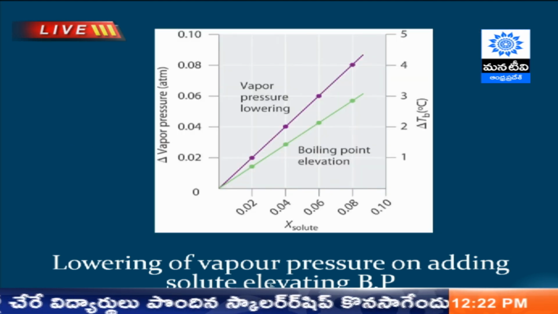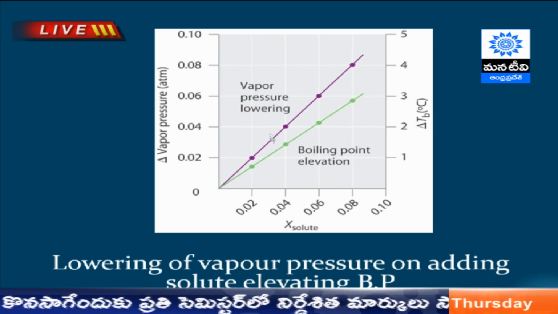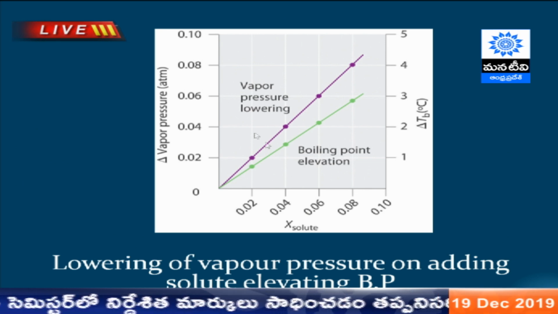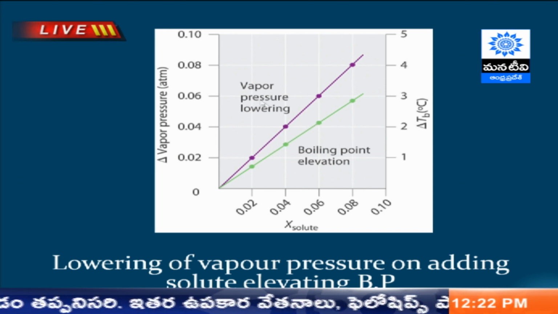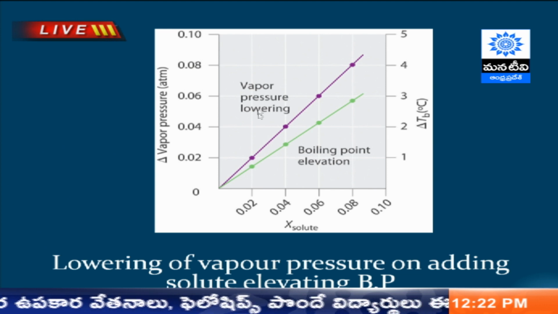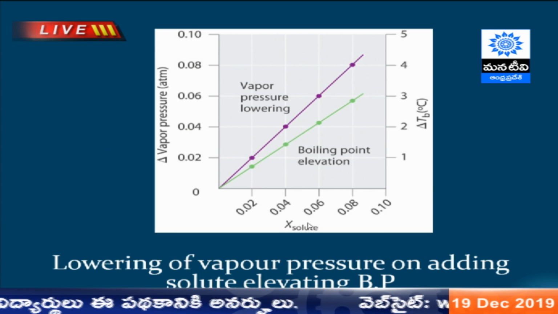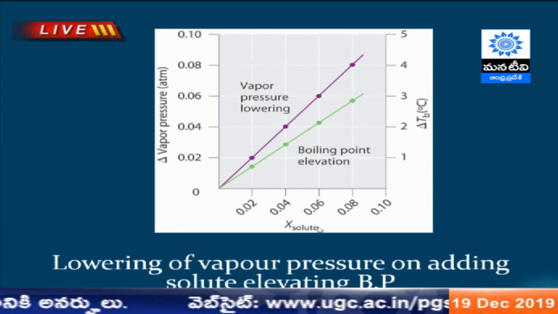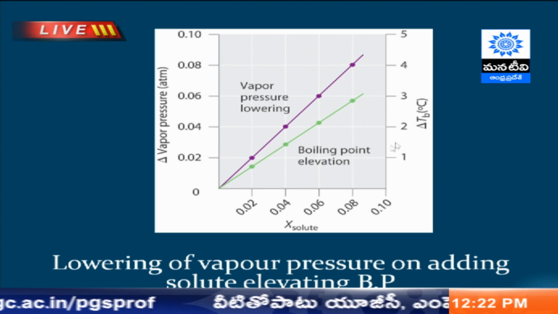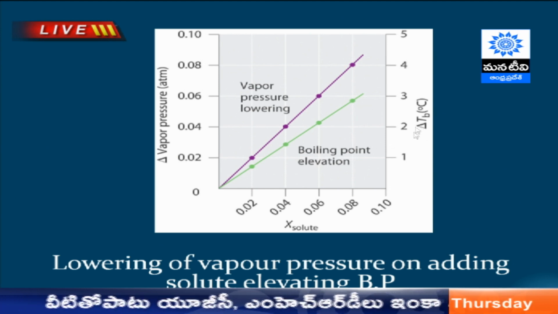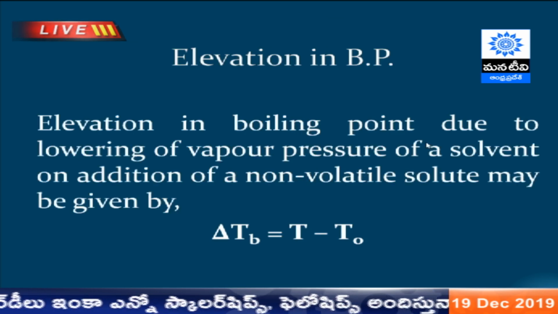Lowering of vapor pressure on adding solute, and elevation of boiling point. See, for everything you need experimental evidence, and here is a graphical representation of the experiment done. The vapor pressure is lowering with the increase in the mole fraction of the solute, and there is an elevation in boiling point, causing an increase in boiling point. You can see on the right hand side there is delta Tb.